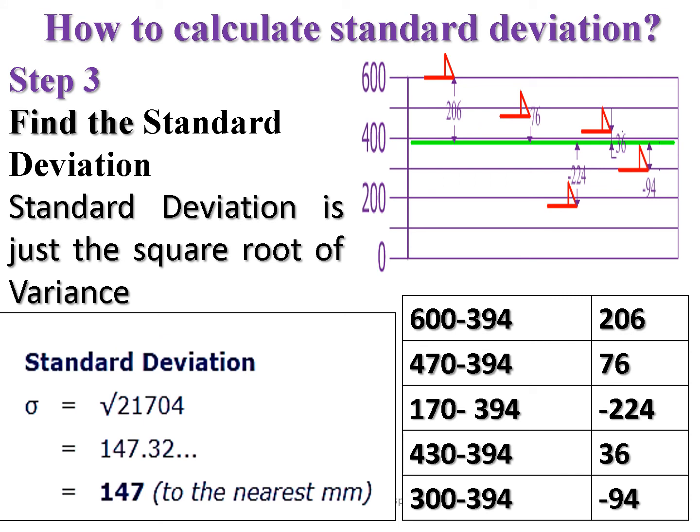Now the third step: you have to find the standard deviation. This is very simple. What you got from the variance, just take the square root. So the square root of this variance is 147.32. So that will be the standard deviation.